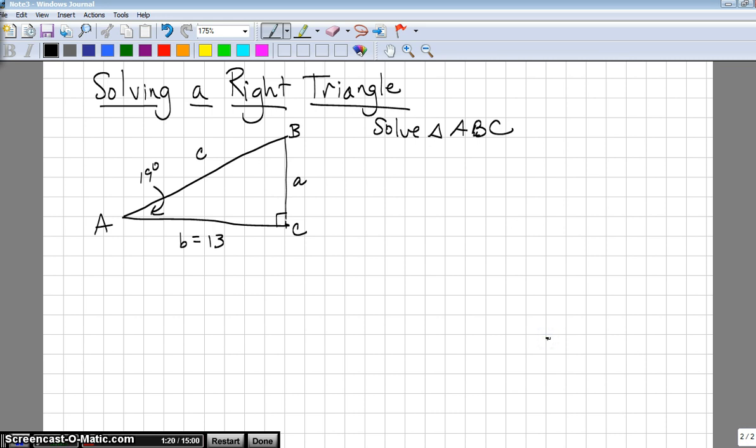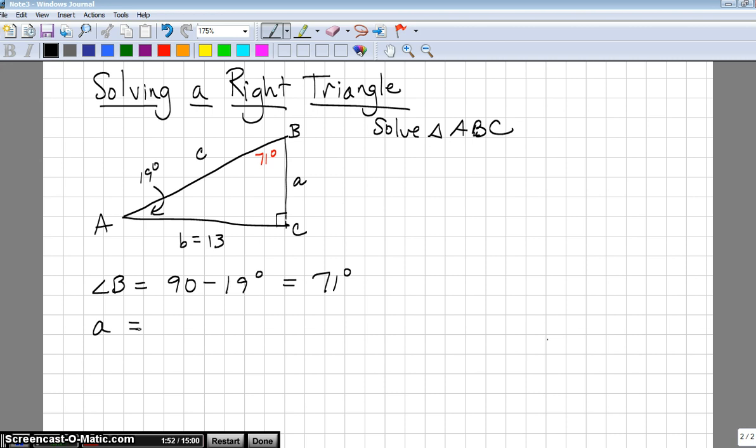So since we know angle A is 19 and angle C is 90 degrees, then we can find angle B by subtracting 90 minus 19 degrees. So angle B is 71 degrees. So we'll just mark that right there. Okay, now we're going to have to find side little a and side little c. So let's do little a first. To find little a, we're going to have to use our trig ratios.